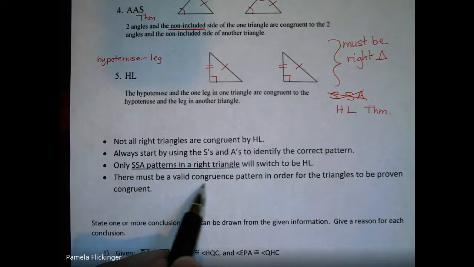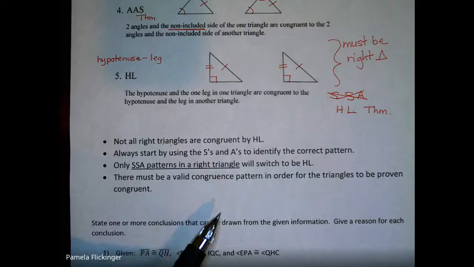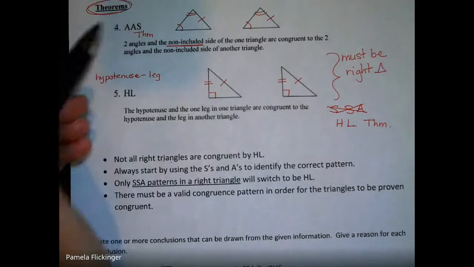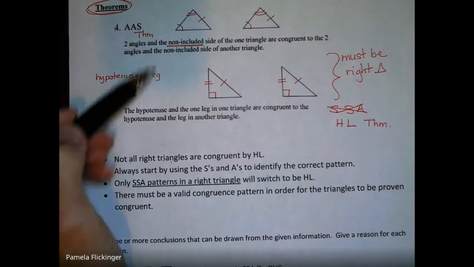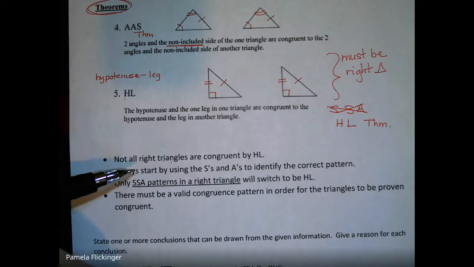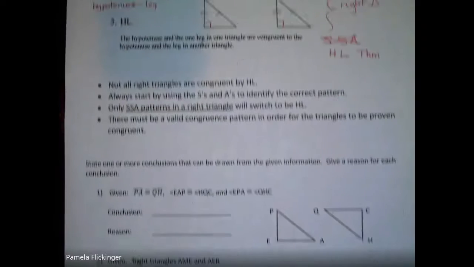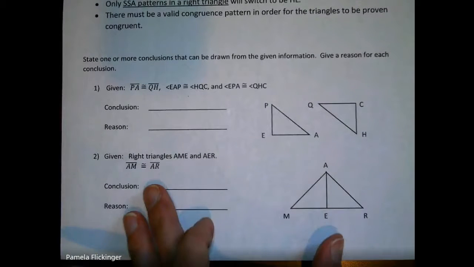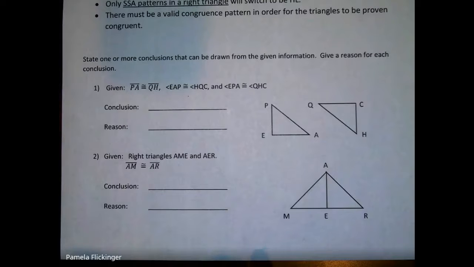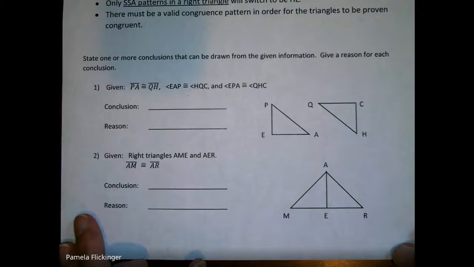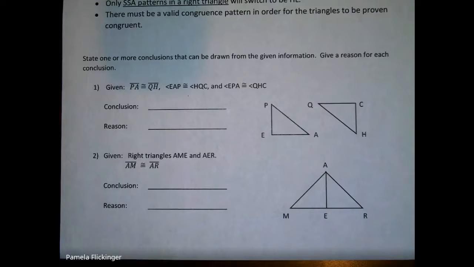All right, and of course, there's got to be a valid congruence pattern in order to say the triangles are congruent. And you had plenty of examples yesterday where we said they're not because we did not have a valid pattern. All right, so a lot of the work that you're doing today is not just these 2, but it goes back and it mixes all 5 of them together. Now, I'm going to go ahead and give you the notes here on the bottom, and these go more with the practice on Monday. But since today's notes were short and sweet, we'll go ahead and finish them out.